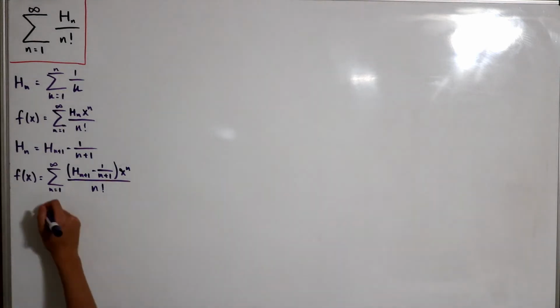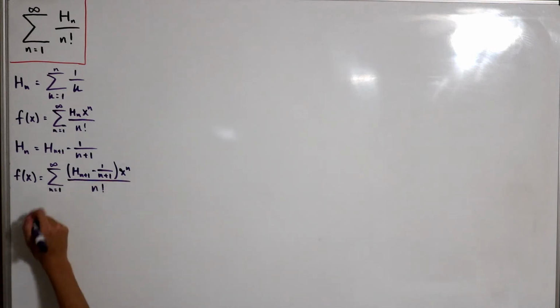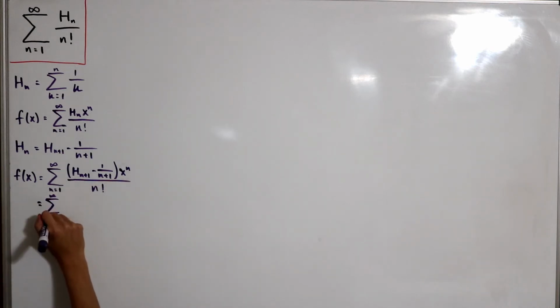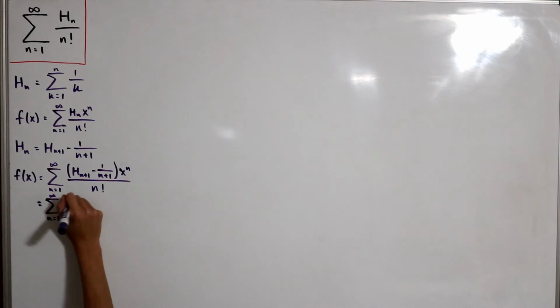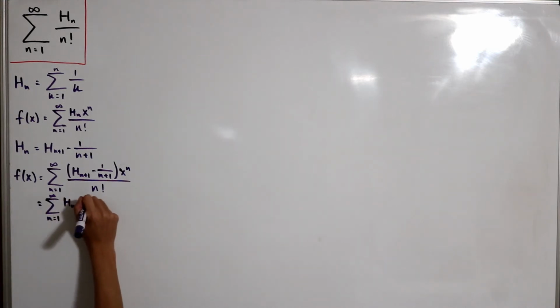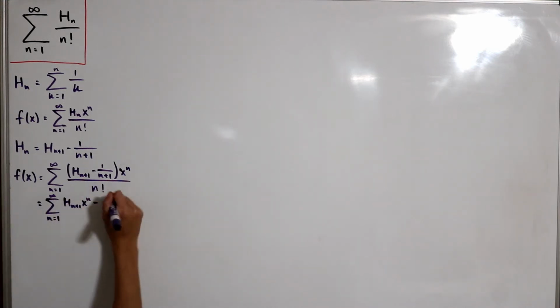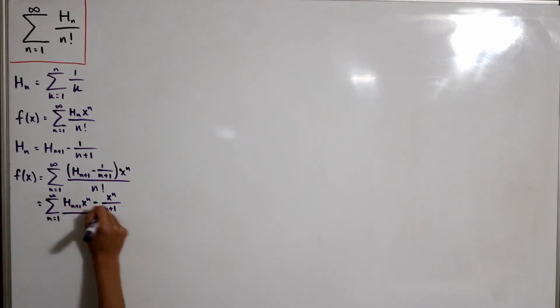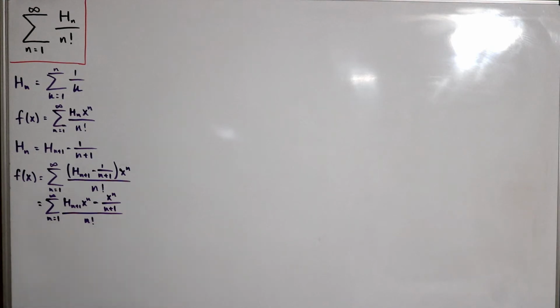Well, simply we can actually distribute the x to the power n into our recursive relation. So then we have H sub n plus 1 multiplied by x to the power n, and then subtract that with x to the power n divided by n plus 1. This is still being divided by n factorial. We can actually split this into two sums. Let's write the first sum after splitting this up.